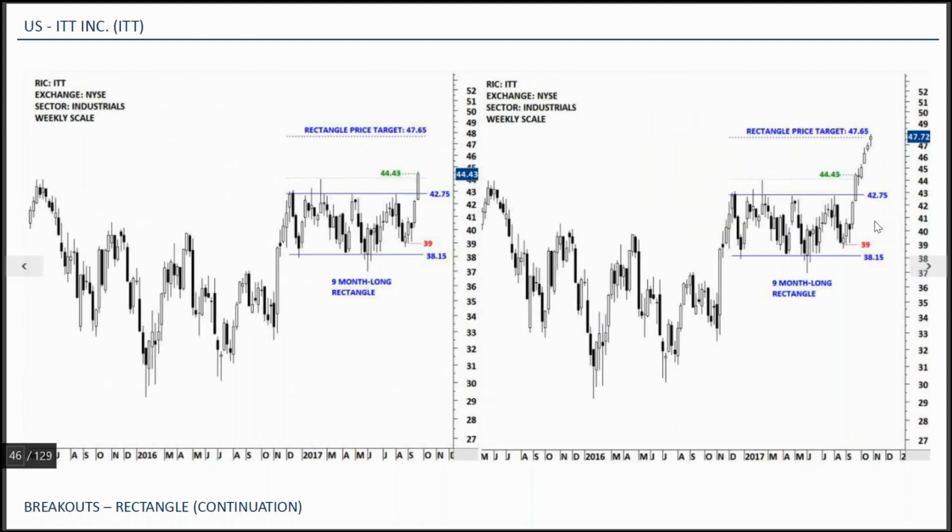A US company, a 9-month long rectangle, ITT Inc., several tests of the chart pattern boundary, and this week it's clearing that boundary, and immediately after that the stock is rallying towards the chart pattern price target.